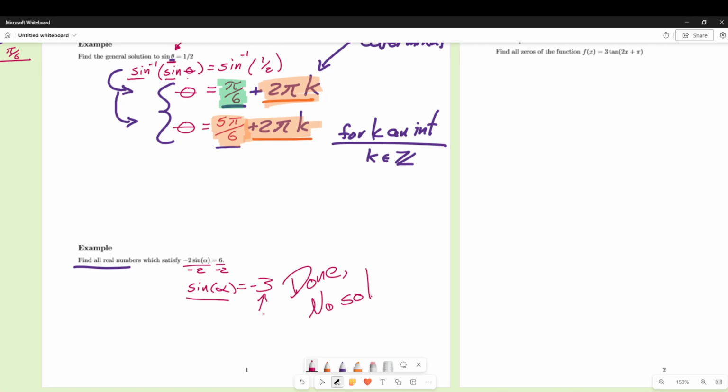So technically we're done. Now we could think about saying, okay, let's try to take the sine inverse of the sine of alpha, and have that equal the sine inverse of -3. But as we talked about yesterday, that's not defined, so that can't exist, so there can't be any solutions to this, so done. No solutions.